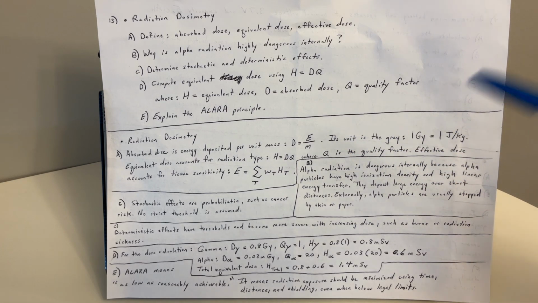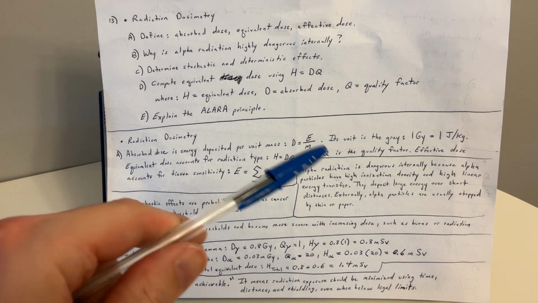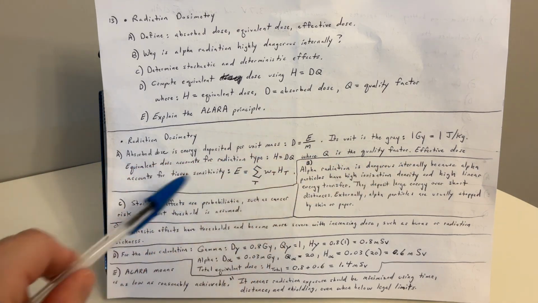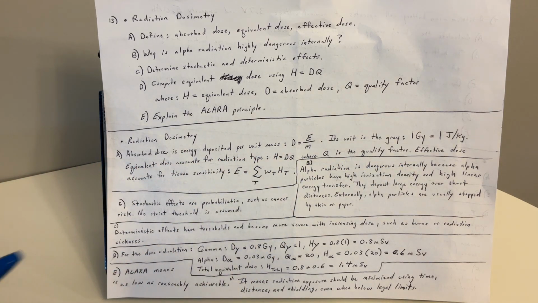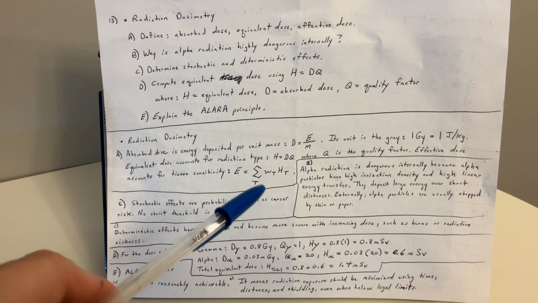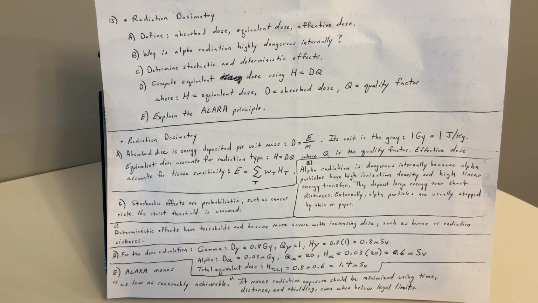Equivalent dose accounts for radiation type: H equals D times Q, where Q is the quality factor. And then effective dose accounts for tissue sensitivity: E equals the sum over T of w_T H_T, the tissue weighting factors.